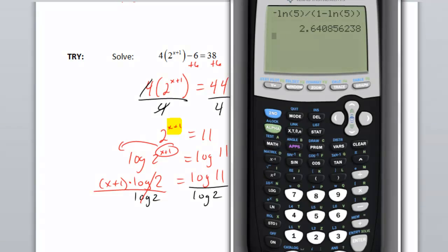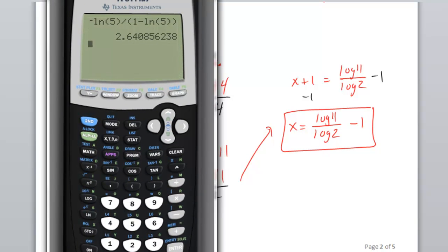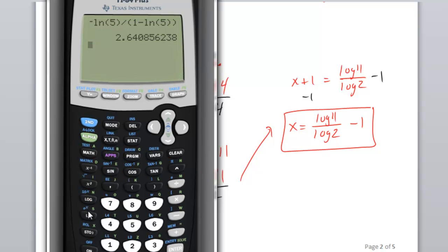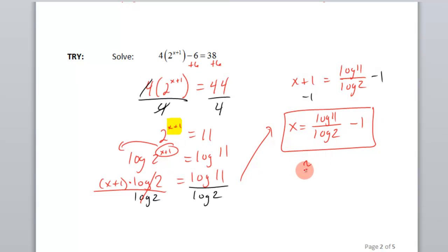Now let's put it in the calculator and see what we got. Log 11, and my parenthesis, make sure to do that, divided by log 2. Now to be safe, I didn't put these in parentheses. I should evaluate that first and then subtract 1 on the end like that, just to make sure. 2.46, right? If I go ahead and put that back in there, it should come out to be 38. You can check it yourself.